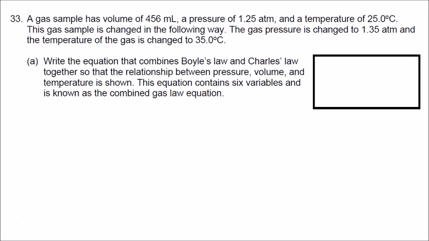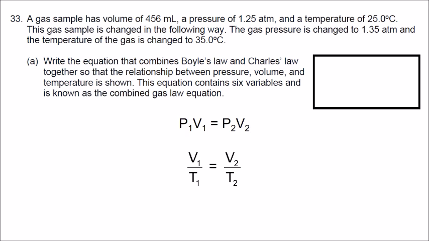A gas sample has a volume of 456 milliliters and a pressure of 1.25 atmospheres and a temperature of 25 degrees Celsius. Now we're changing the pressure and the temperature, so we can't just use Boyle's law, which is pressure and volume, and we can't just use Charles' law, which is volume and temperature. So we have to write an equation that combines these two laws together and contains 6 variables. We call this the combined gas law equation.